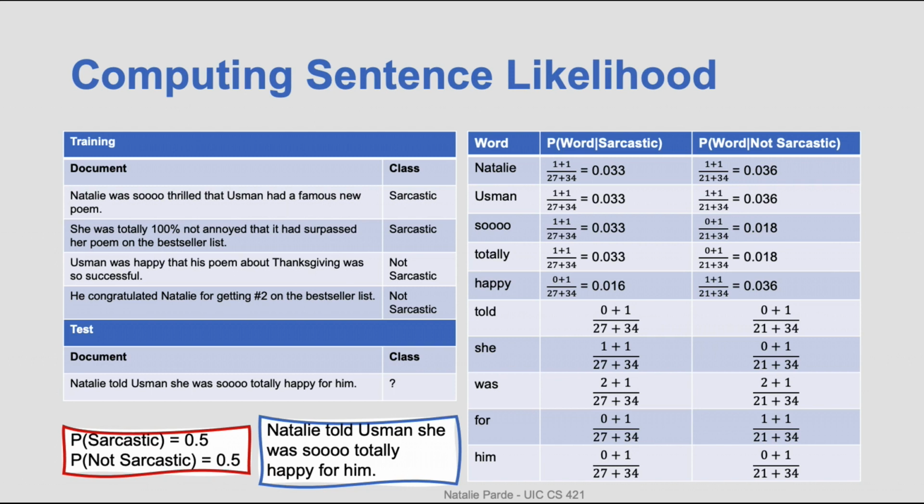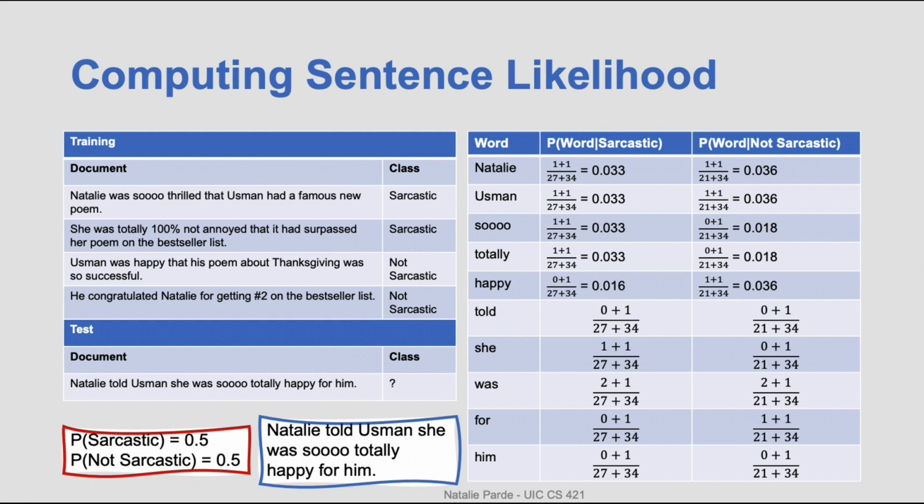With our stop words included, we now have 27 words in the sarcastic class and 21 words in the non-sarcastic class. Across the entire vocabulary for both classes and the training data, we have 34 unique words. So we update the denominators in our original equations.